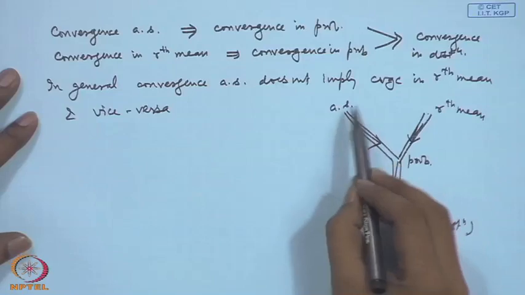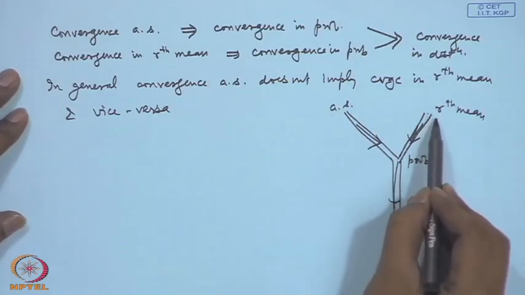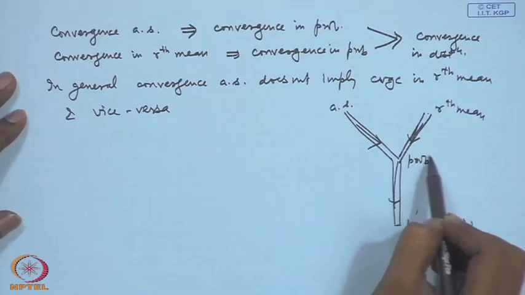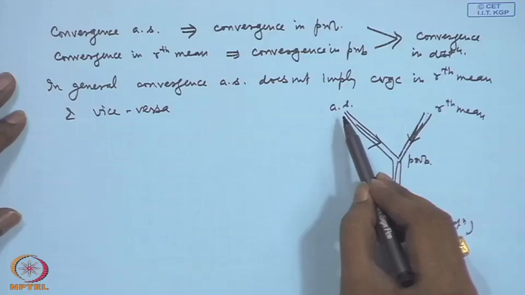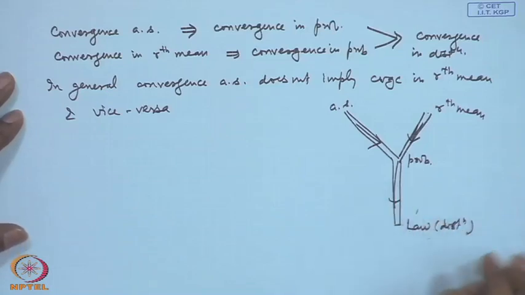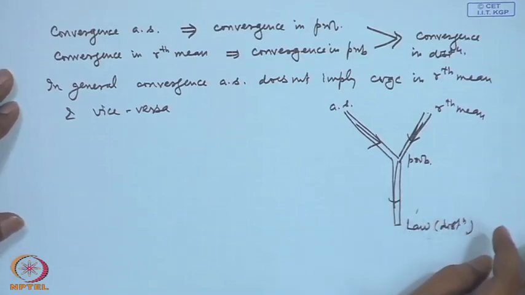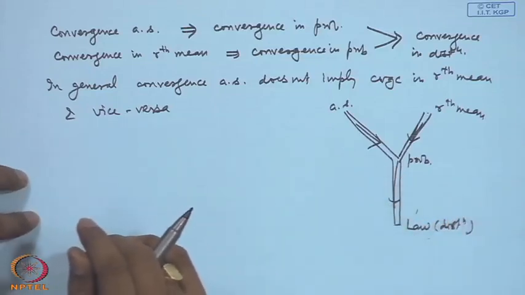Of course, under certain conditions, convergence almost surely will imply convergence in rth mean and vice versa. Similarly, if I impose some condition on the convergence in probability, it will imply convergence in rth mean or convergence almost surely. And similarly, if I put some condition on the random variables, then convergence in law may also imply convergence in probability. Now, the purpose of giving this is to tell about laws of large numbers.